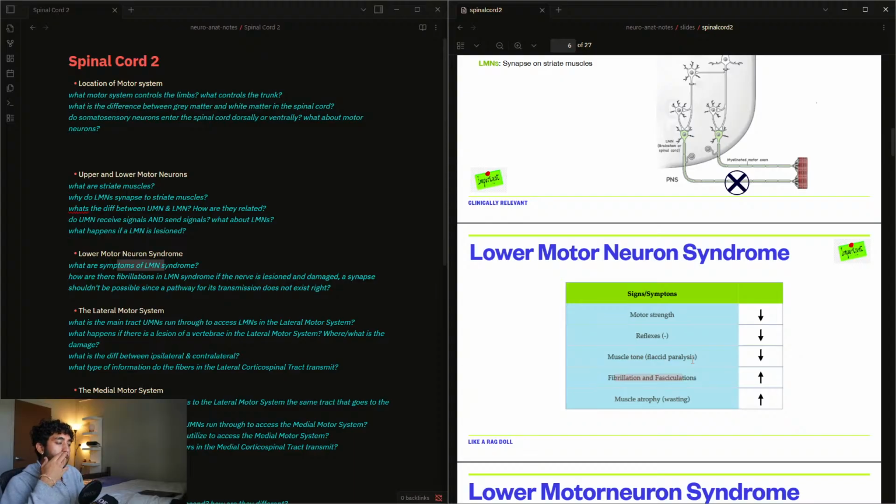How are fibrillations a lower motor neuron syndrome? If the nerve lesion is damaged, a synapse should not be possible since the pathway of transmission does not exist, right? Yes, correct. Although it is more sensitive to acetylcholine, because I think if it's lesioned here, the acetylcholine receptors spread out throughout the muscle, and then they become more sensitive to chemical changes.